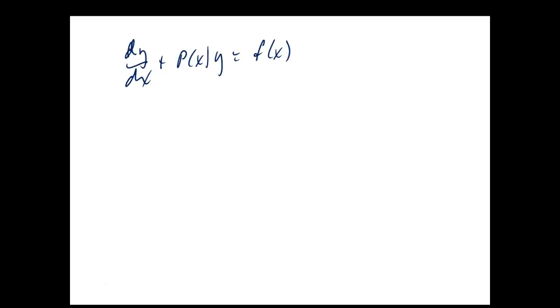Now, the method for solving this, if it's not separable, hinges on a remarkable fact: the left-hand side of the equation can be recast into the form of an exact derivative of a product by multiplying both sides. Here's the trick. Multiply both sides of the equation by a special function, mu of x.